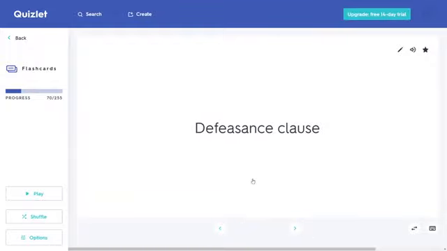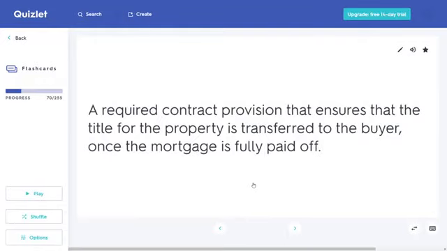Okay, defeasance clause. Oh, goody. If you guys are fans of the channel, you will be familiar with this one. All right, here's a couple seconds for you guys. Okay, are you guys familiar with this term? Hopefully. So, this is a contract provision that ensures that the title for the property is transferred to the buyer once the mortgage is fully paid off.